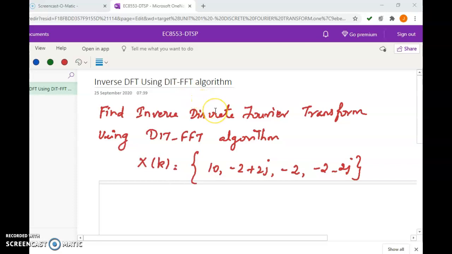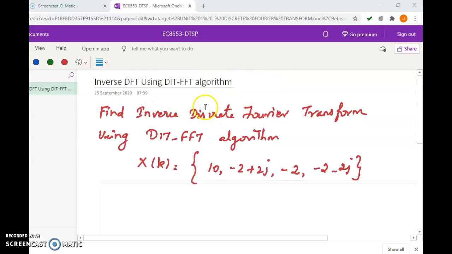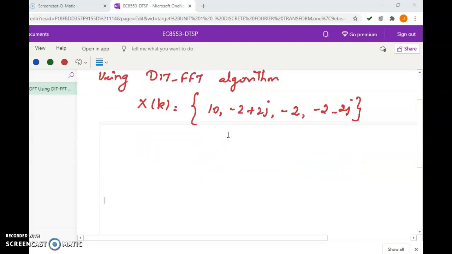Okay, so in this class we discussed the inverse DFT using the DIT FFT algorithm. Here I am taking a 4-point inverse DFT problem. Now we have to solve this problem by using DIT FFT. You should already know what is meant by DIT. DIT is decimation in time.